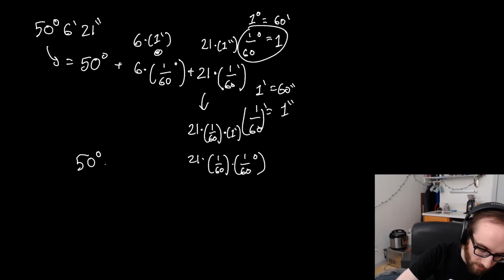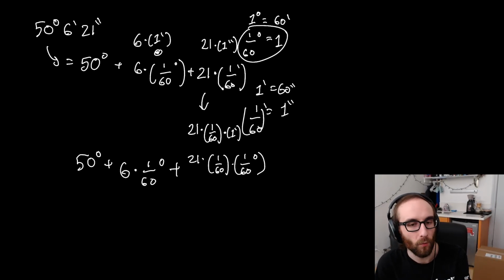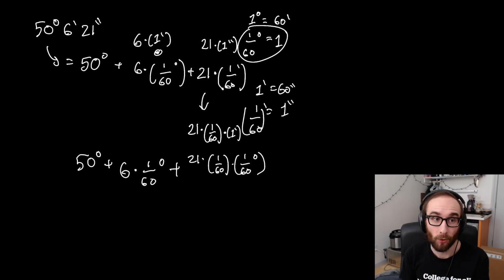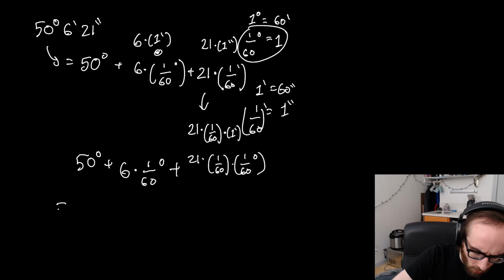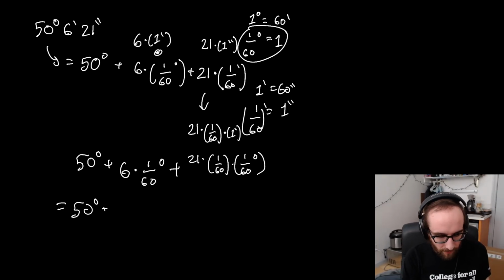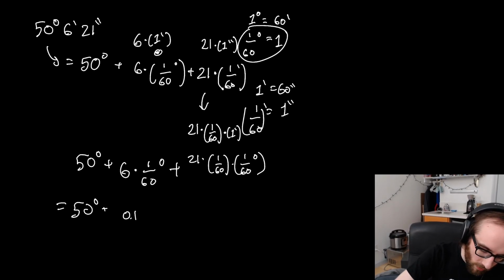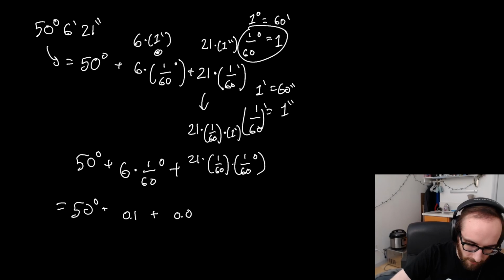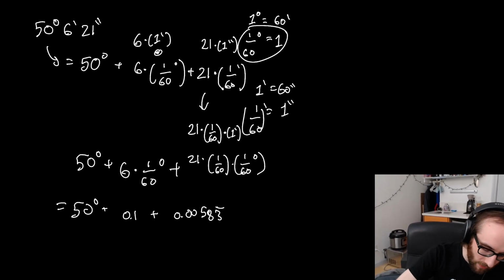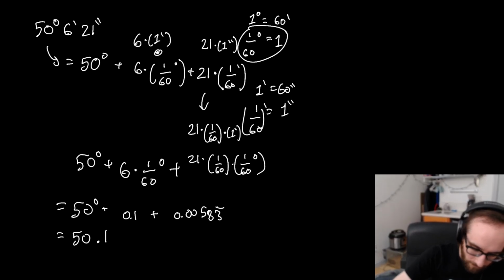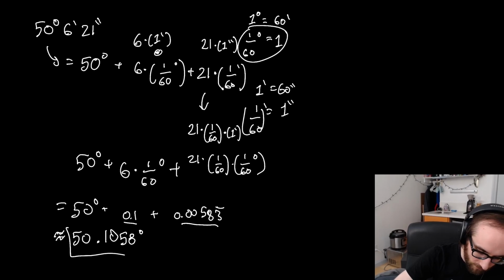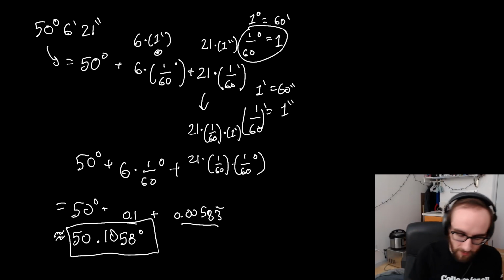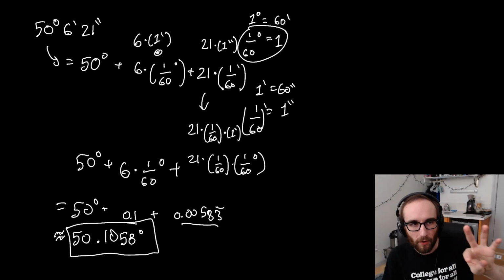So overall, we have 50 degrees plus 6 times 1/60th of a degree plus 21 times 1/60th times 1/60th. In other words, for seconds, we're dividing by 60 twice in order to convert our seconds into degrees. So overall, 50 degrees plus 6 divided by 60 is just going to be 0.1, plus, and here we have 21 divided by 60 divided by 60, or divided by 3600, 0.00583, repeating. So adding these up, we get 50.10583333, repeating degrees. Okay, so that's how we can convert between degrees, minutes, and seconds.